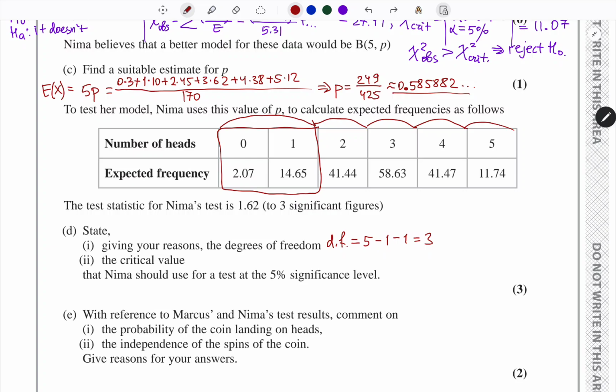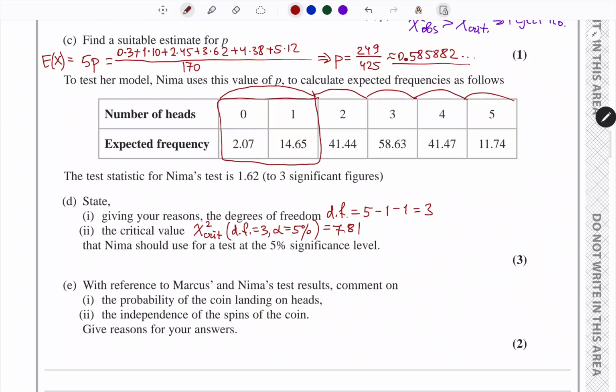Yep. So next, the critical value. I appeal to the statistical table: chi-squared critical for 3 degrees of freedom and alpha equals 5%, the 5% significance level. So I looked it up. It's 7.81.